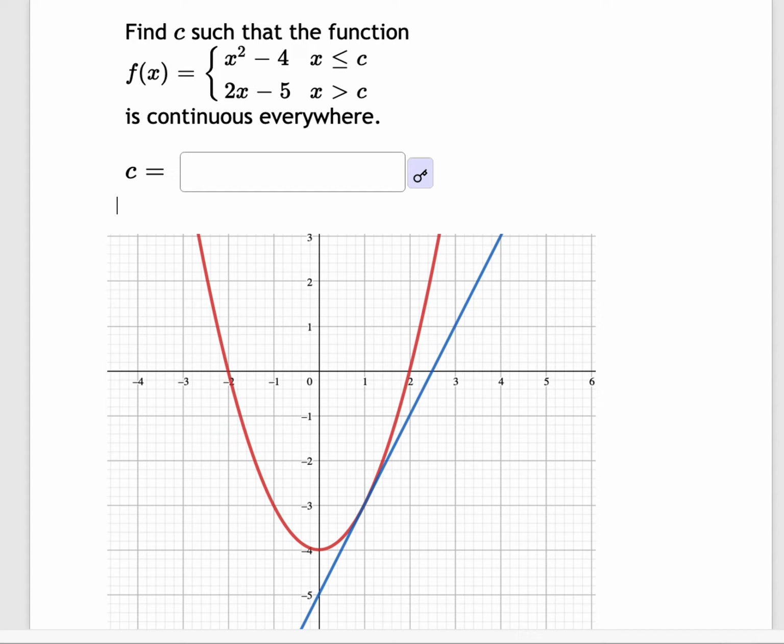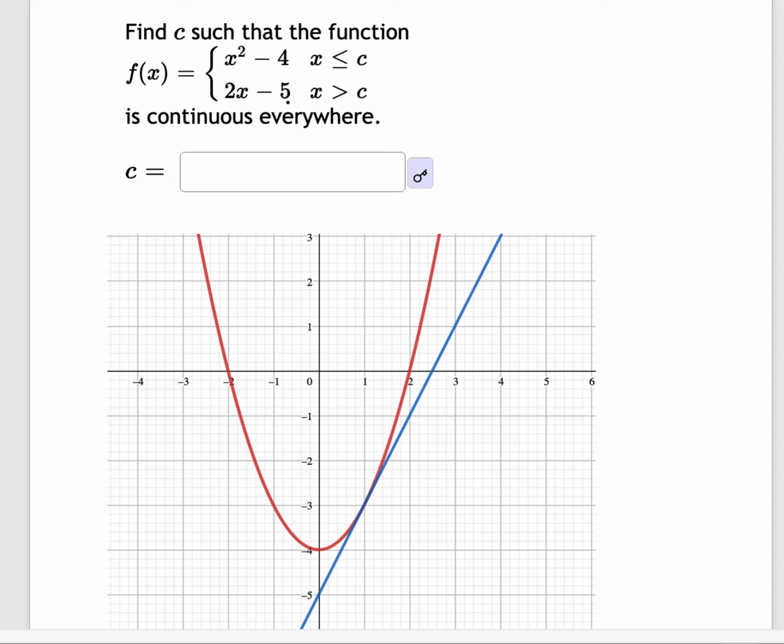Okay, so in this example, we want to find the value of c so that this piecewise function is continuous. We know that each of these pieces on its own over the real numbers is continuous. x squared minus 4, that's a quadratic, that's continuous. And 2x minus 5 is a line, that's continuous.